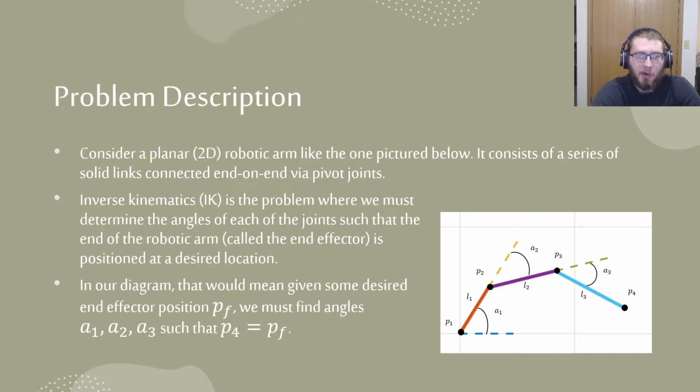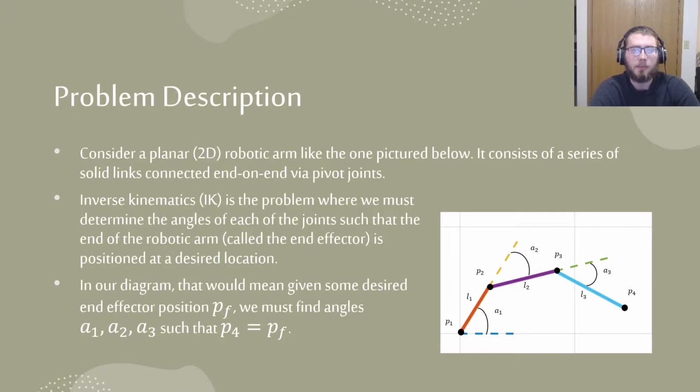Consider a planar robotic arm like the one pictured here. It consists of a series of solid links connected end on end by pivot joints. And you can imagine that if you change the angles at each of these joints, the positioning of the robot will change. In particular, we are interested in the end of the robotic arm, in this case, that is P sub 4. This is called the end effector of the robot.